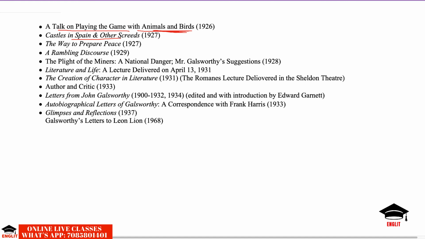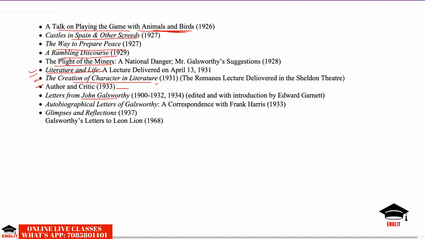Castles in Spain and other creeds. The way to prepare peace. A rambling discourse. Plight of the miners. Literature and life, ये important है. Creation of character in literature, ये भी important है. Author and critic, this is also important. So out of this non-fictional work, some pieces were really important.